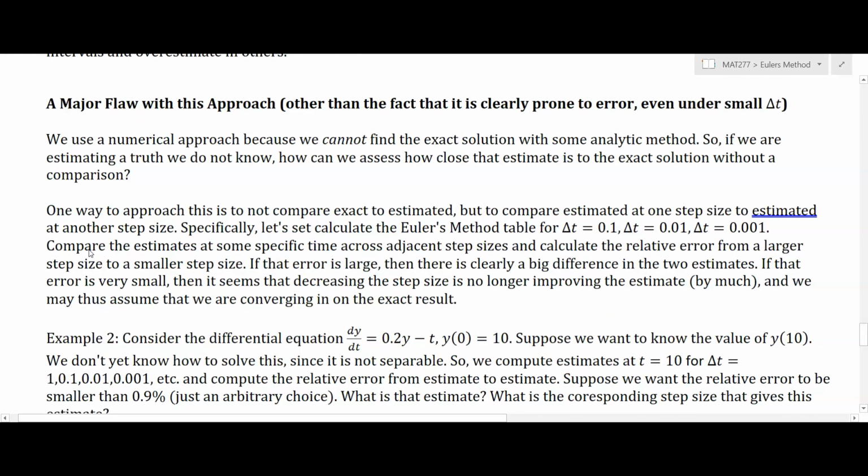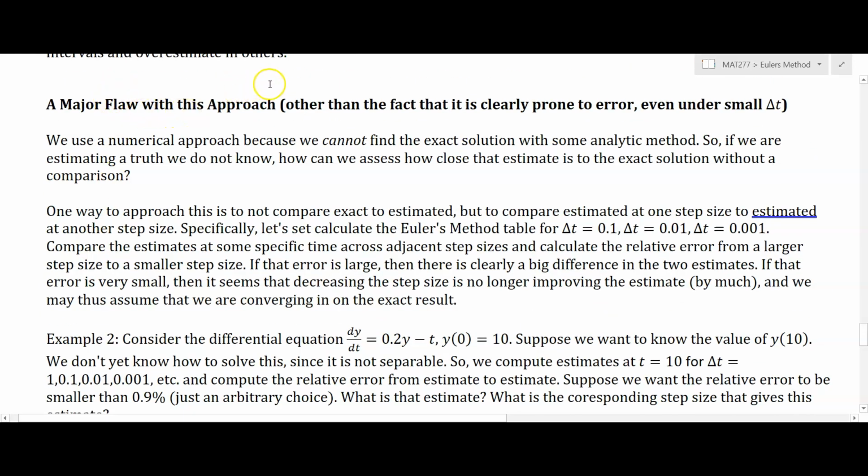And lastly, let's take a look at a major flaw with this approach. So we said initially that this approach is specifically for situations where you cannot find the solution using an exact method. Now, obviously, the one major flaw with this is that it's clearly prone to error. And no matter how small our delta t is, after enough time, that error is going to continue to compound. We use a numerical approach because we cannot find the exact solution with some analytic method. So if we are estimating a truth we do not know, how can we assess how close that estimate is to the exact solution without a comparison?